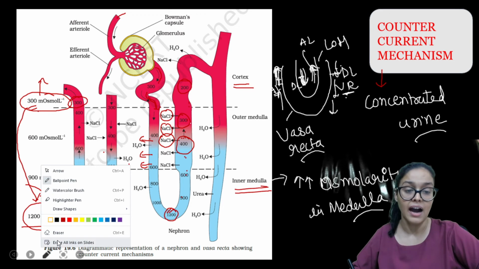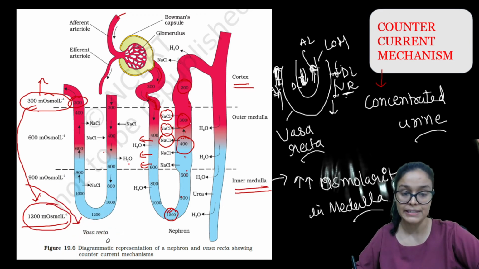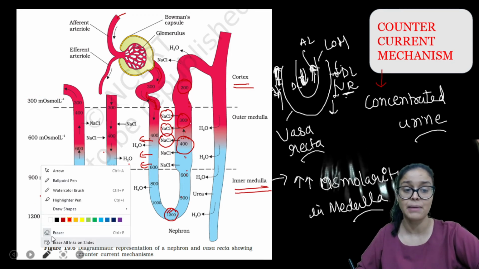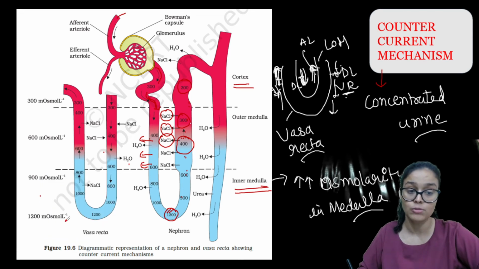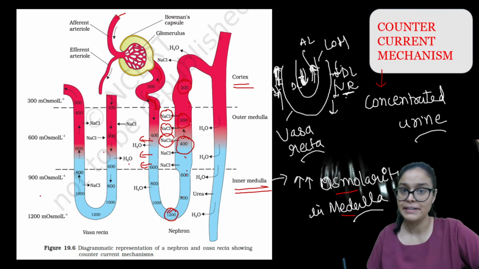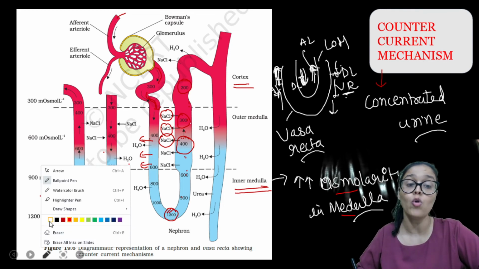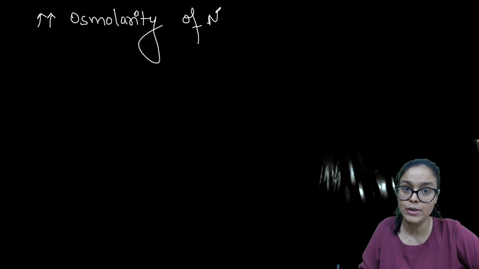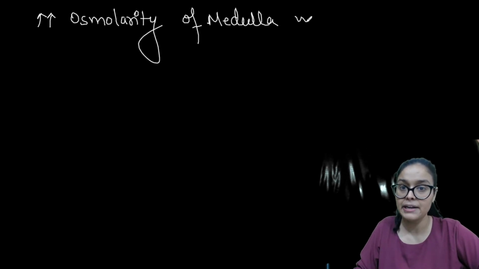So when there is high osmolarity, what will happen now? Listen to me very carefully. How will high osmolarity be maintained? By the vasa recta and loop of Henle. So now see it very carefully. How will the high osmolarity of the medulla be maintained? There are 2 reasons, 2 osmolytes. The high osmolarity in the medulla, 1200, which is very high, is maintained by them. And why do we have to maintain it? I will be telling you.